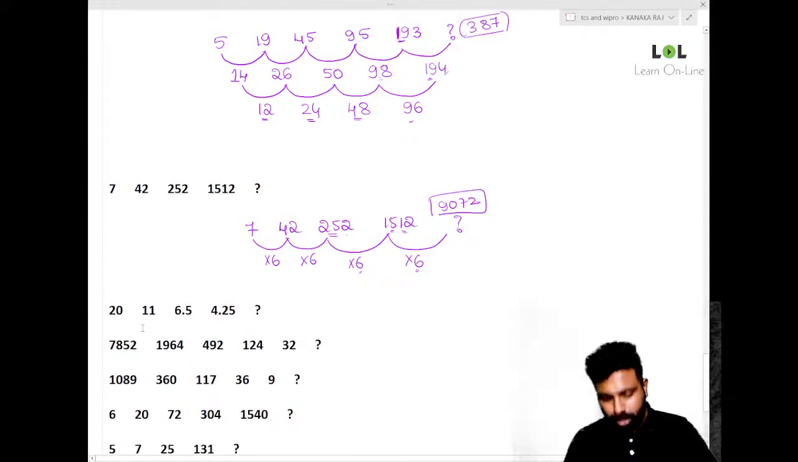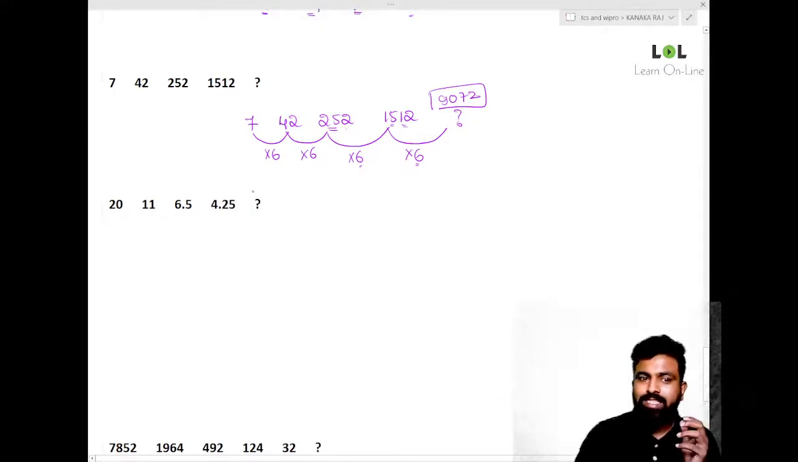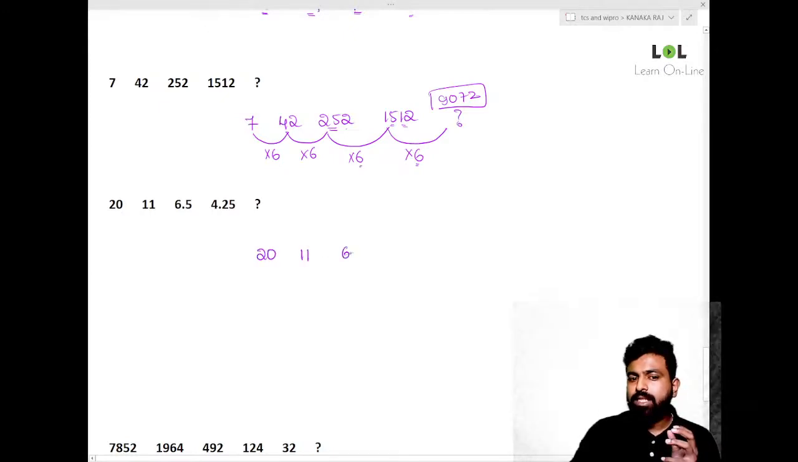Now tell me, what kind of a series is this? Is it a multiple series or a different series? 20, 11, 6.5, 4.25 and a question mark.